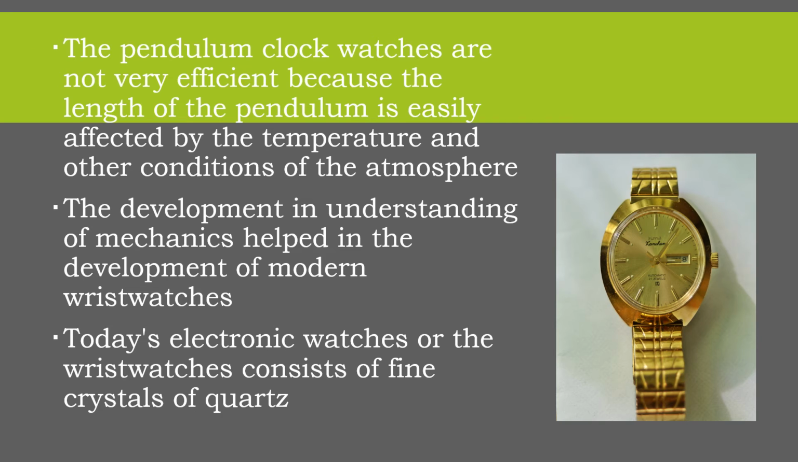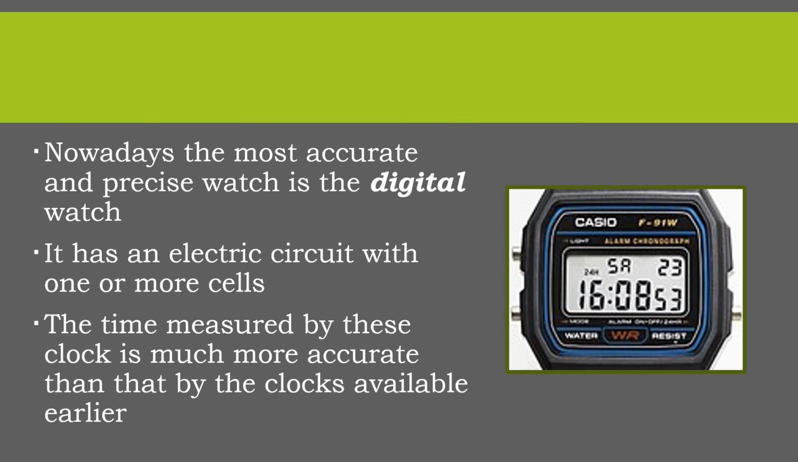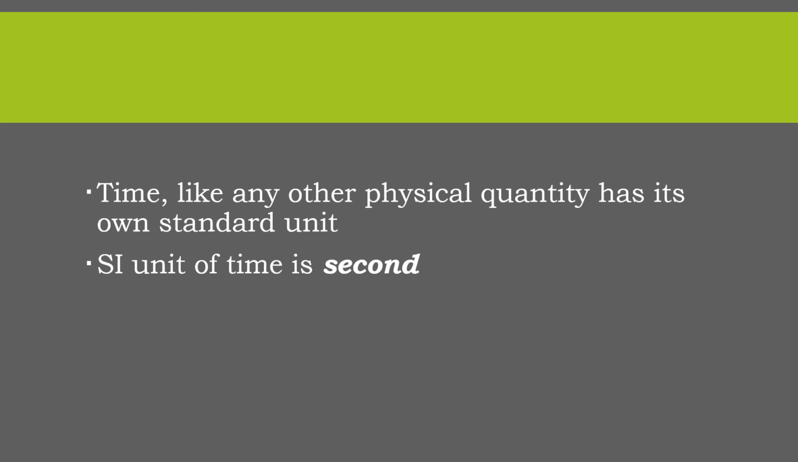The development in understanding the mechanics helped in the development of modern wrist watches. Today's electronic watches or wrist watches consist of fine crystals of quartz. Nowadays, the most accurate and precise watch is the digital watch. It has an electronic circuit with one or more cells. The time measured by this clock is much more accurate than that by the clocks available earlier. The SI unit of time is seconds.